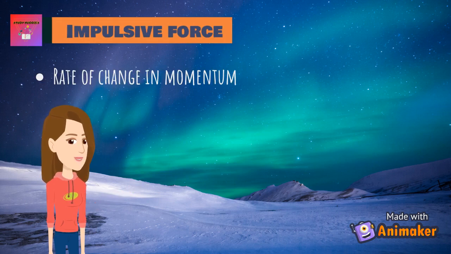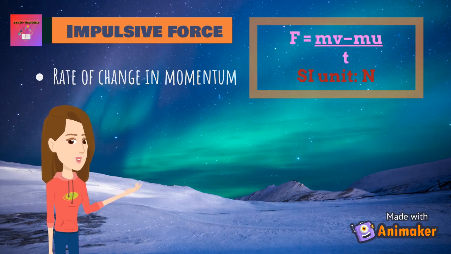From the definition itself, I'm sure some of y'all already have an idea of what its formula would be. Yes, you guys are right. The formula of impulsive force is F equals to mv minus mu over t, where m is the mass of the object, v is the final velocity of the object, u is the initial velocity of the object, and t is the time of impact.